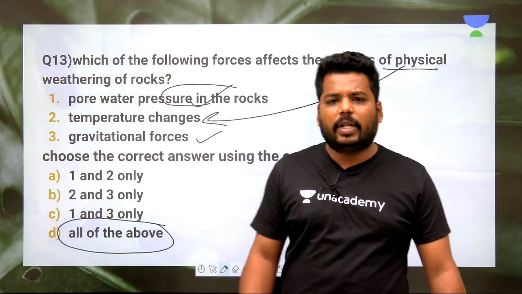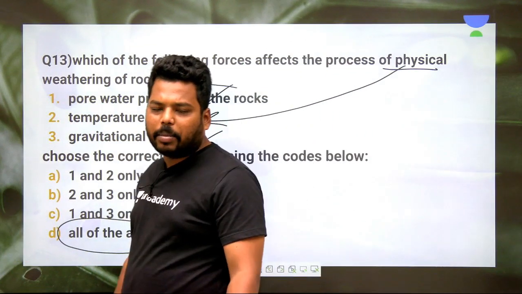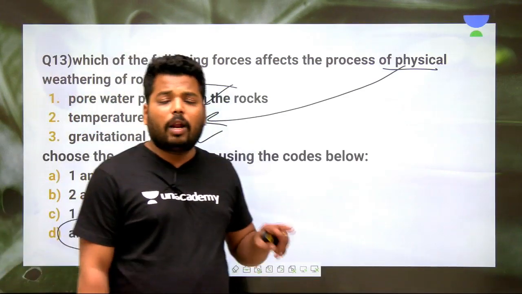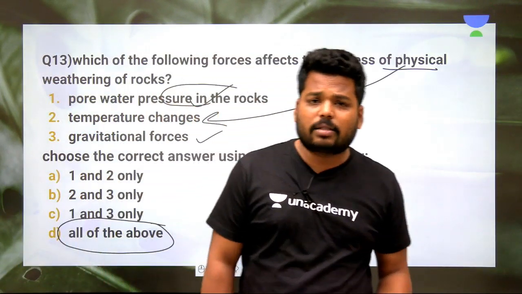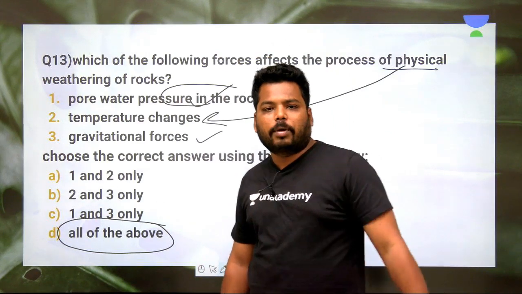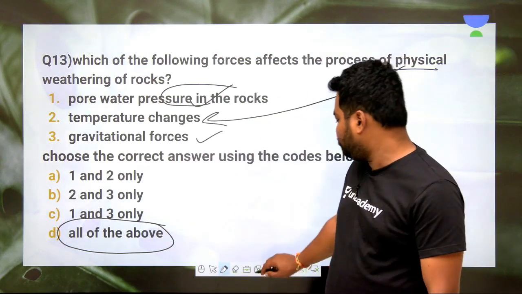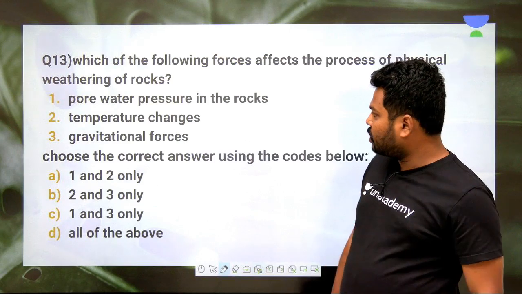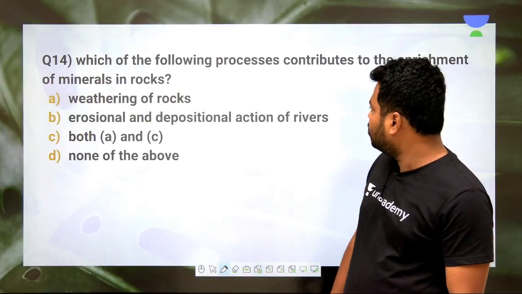But for chemical weathering, it is water along with the mixture of the atmospheric gases which contributes towards the process of chemical weathering. So, next question.